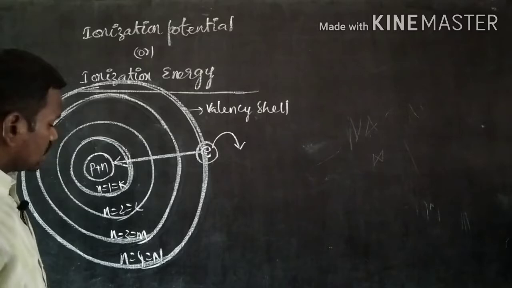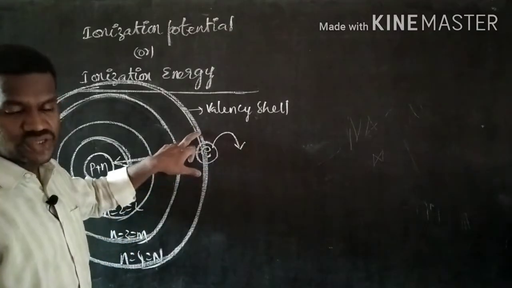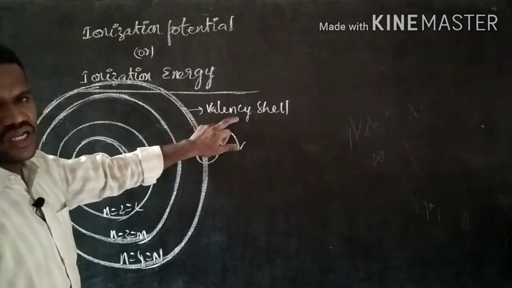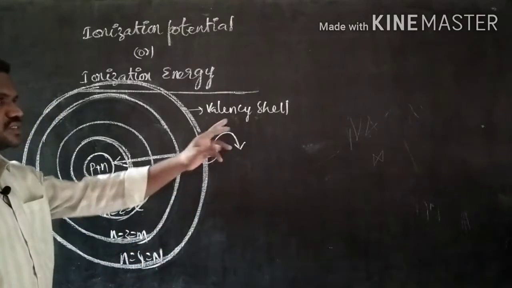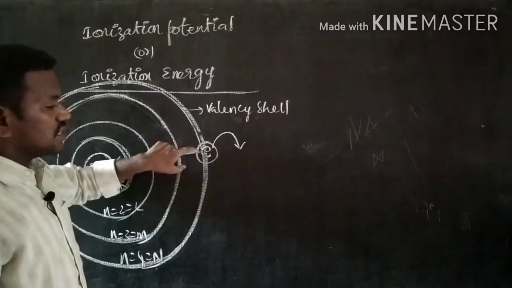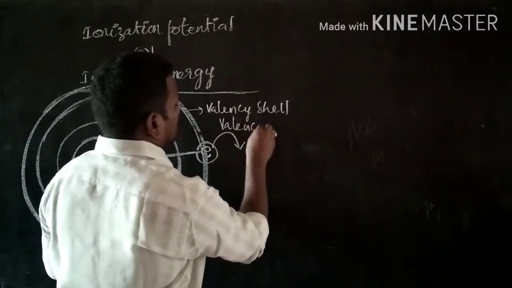If you consider n equal to 4, the N shell is the outermost shell, meaning the last shell, that is called the valency shell. The outermost shell of an atom is called the valency shell. The electrons which are present in the valency shell are called valency electrons.